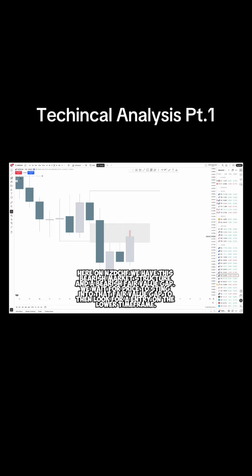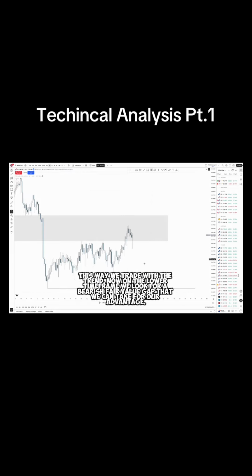Here on Ned's Chef, we have this bearish market structure and a bearish fair value gap. We wait for price to sting into that fair value gap to then look for an entry on the lower time frame. This way, we trade with the trend.